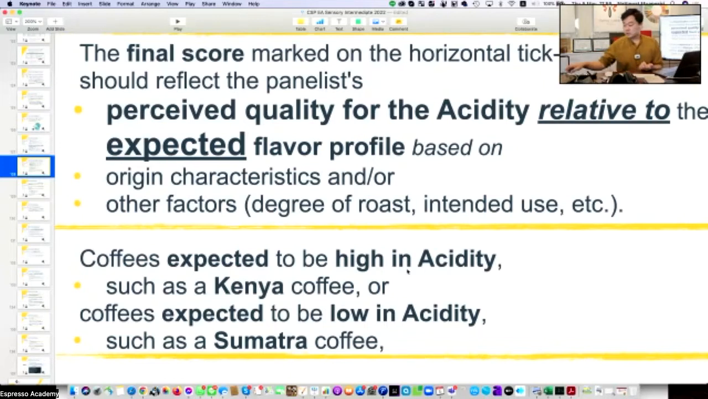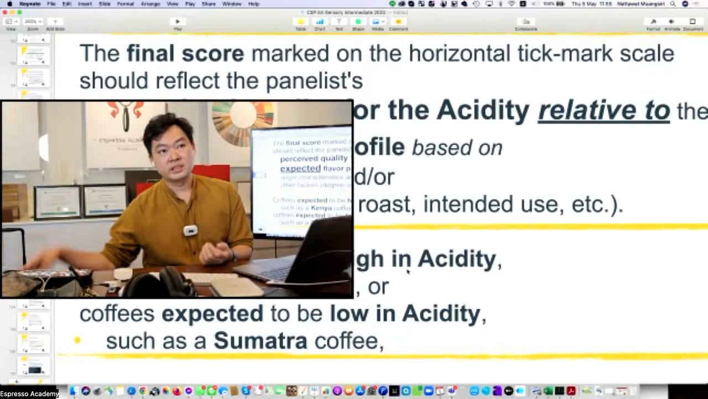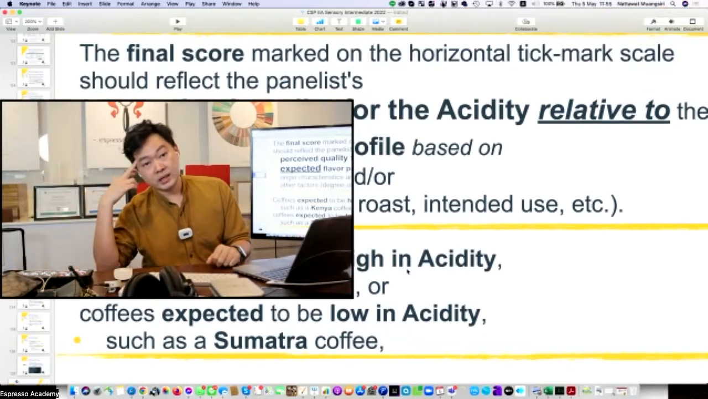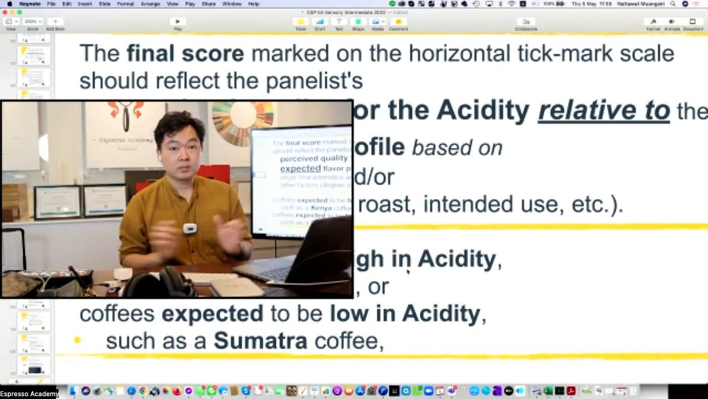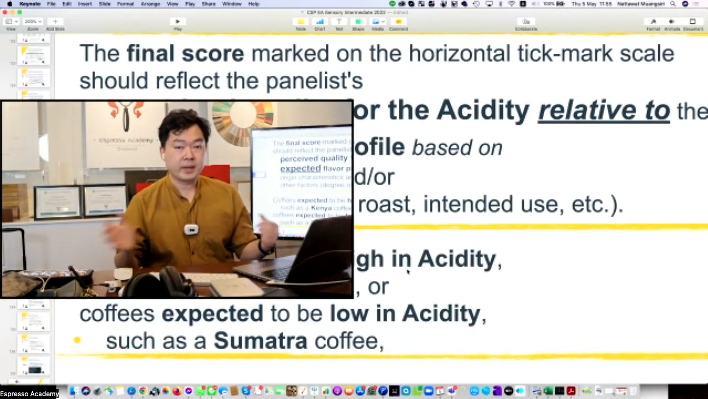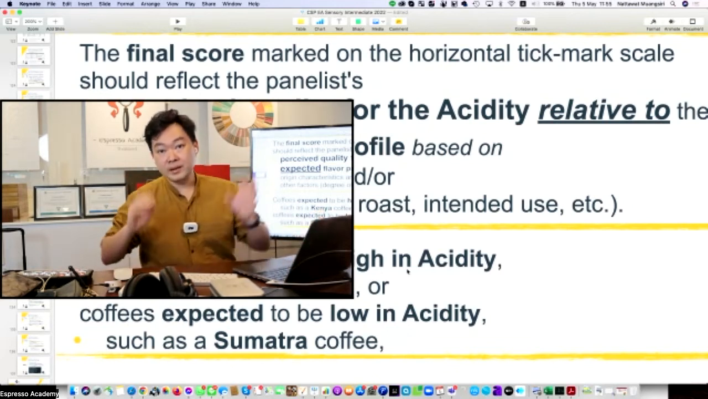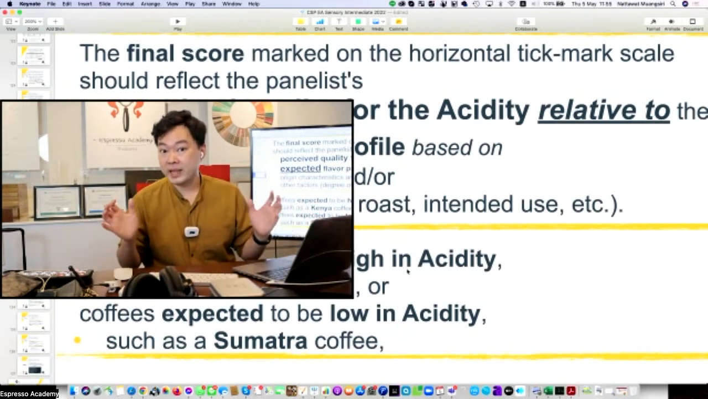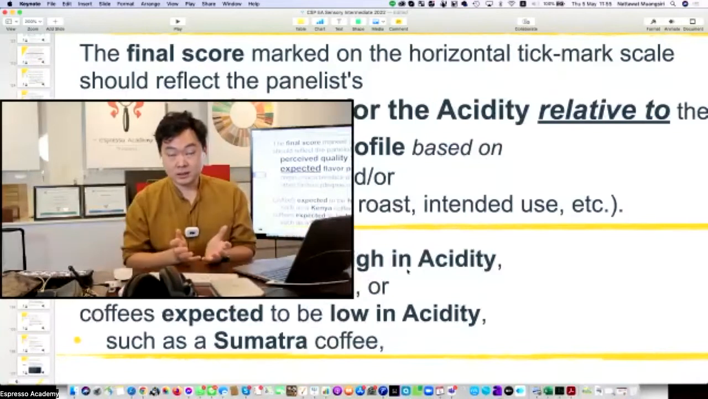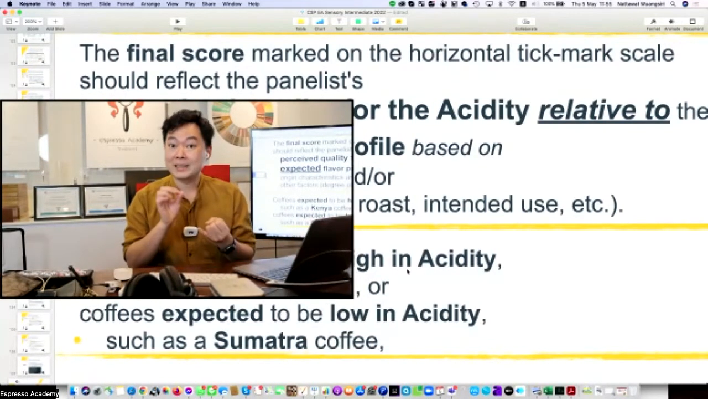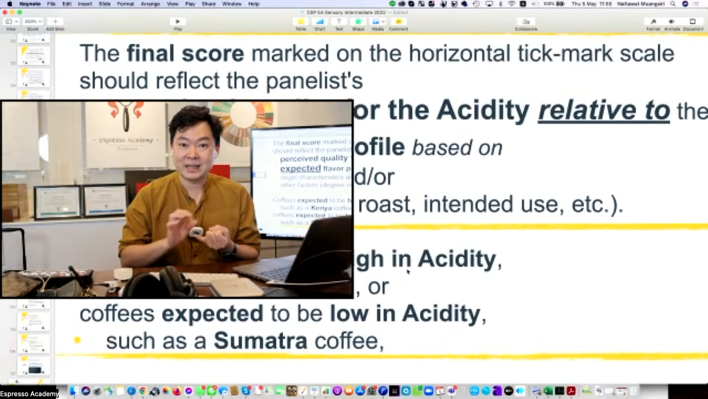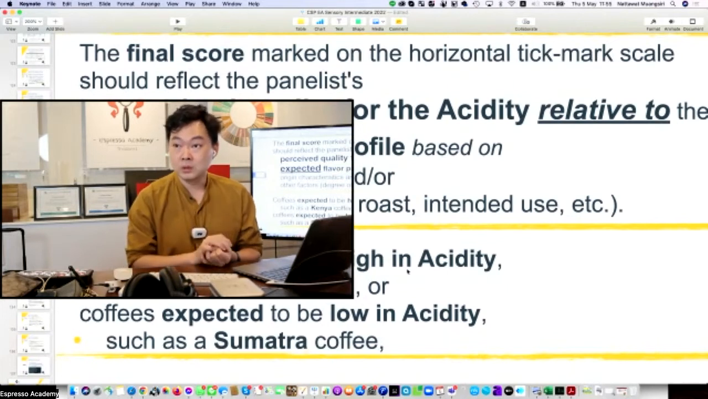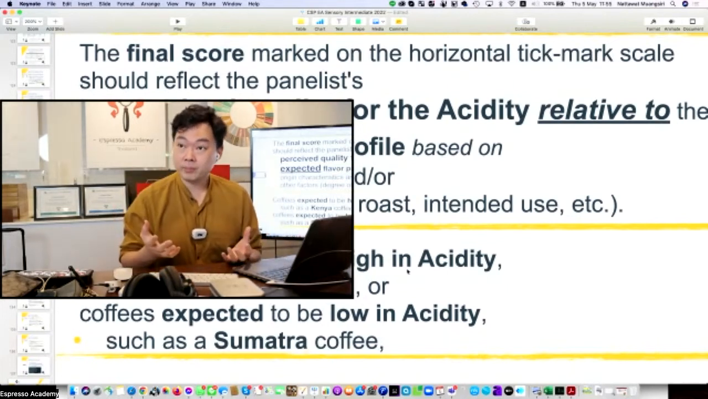When we do the CQI lecture, when we do the Q grading class, when they do cupping, they will say this cupping session is a natural process cupping from Ethiopia. They would say from Africa, an African natural process session. That's it. So at least we have an expectation. This is a coffee from Africa. If we say Africa, it's supposed to have high complexity in acidity, and be aromatic, fruity and floral. We have that expectation, okay?